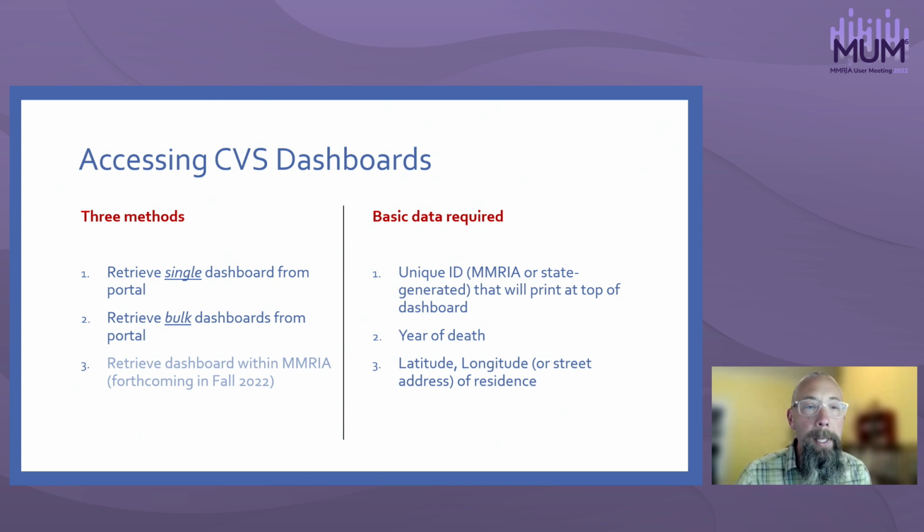So that's forthcoming. And in terms of what information you need to get the dashboard, you need 3 things. You need a unique ID, and probably that could be the Maria ID, the system generated ID, but some states generate their own IDs. What's important about that is that ID will be printed at the top of each dashboard. So that's how you keep track of which dashboard goes with which case. You need the year of death, and then you need the latitude and longitude or the street address. So for those of you who are working day to day in Maria, you know that once you put in information from the death certificate and birth certificate, you can push a button and it will geocode for you. One of the things it does is give you the latitude and longitude.